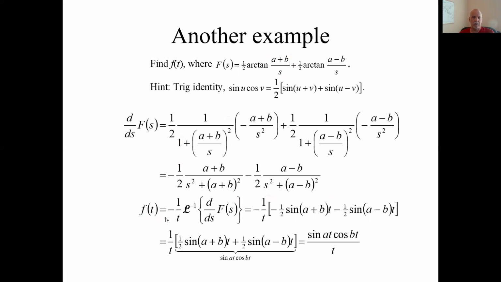And again, the time function is minus 1 over t times the inverse Laplace transform of all this, which is minus 1 over t times this. Distribute the minus sign, we have this. And at this point, we can apply this trig identity, and you have this kind of simplified time function. And actually, in the textbook I used, this was one of the Laplace transform pairs. This was the time function. This was the Laplace transform. Right, that's that little property.